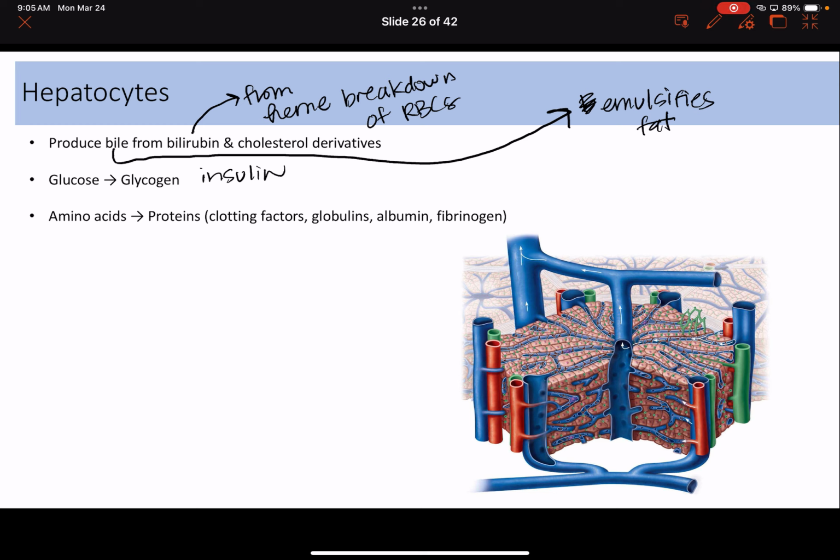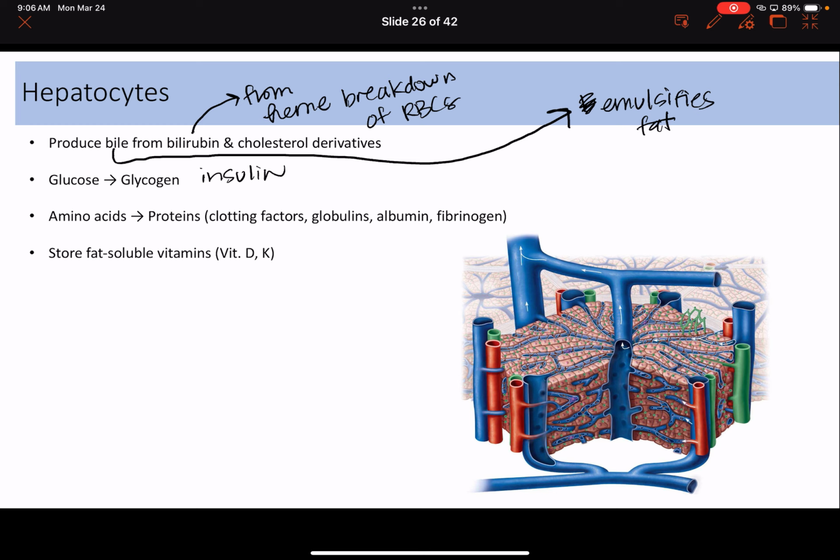This is where we take amino acids and make them into proteins like clotting factors, like globulins, including immunoglobulins, albumin, fibrinogen. So the different proteins that we learned about during the blood chapter that the liver makes, that's happening here at the hepatocytes. The liver also stores fat-soluble vitamins like vitamin D and K and E.